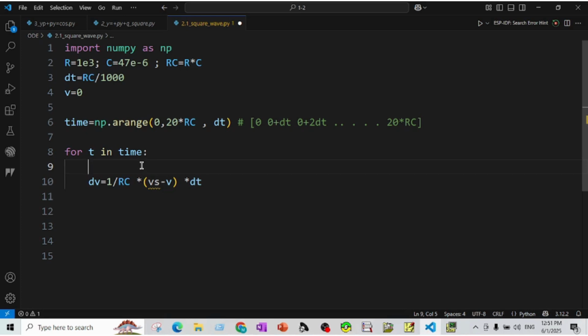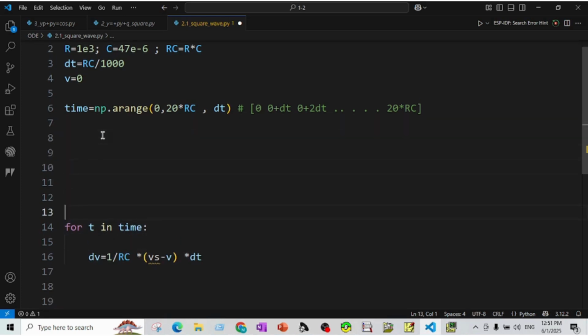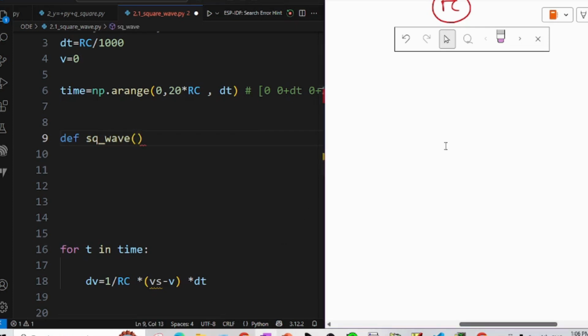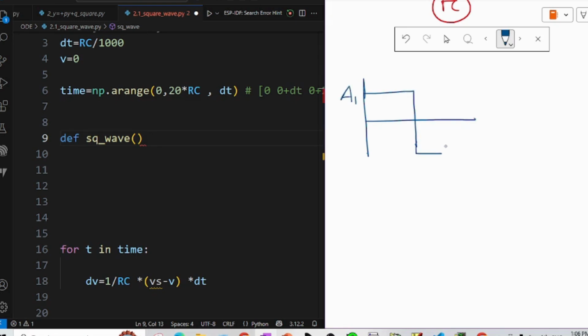So now we have to make a square wave. So it's a tricky part. We need to make a function here. Let's say diff. Okay, so now I will make a function here, let's say square wave. So what is inside a square wave? I have two voltages, right? One is, let's say, A1 and another is A2. So that means I have to pass two voltages here, A1 and A2.